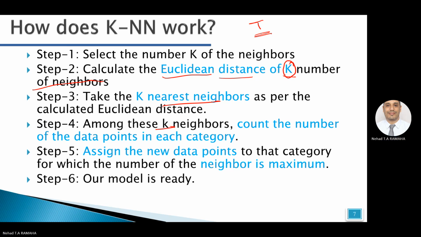Among the K nearest neighbors, we will count the number of data points in each category. So we will assign point T into the category with the most neighbors, yes? Then finish.